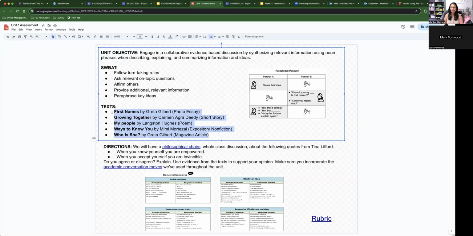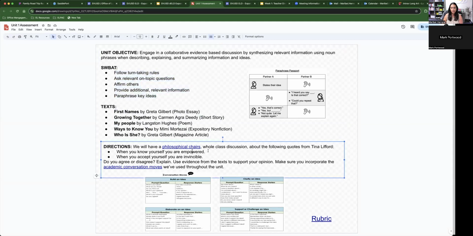The students have engaged with these texts throughout the unit multiple times. Every text you're reading 4 to 5 times, from different perspectives. So they're going to incorporate what they learned. Here are the skills from the standards highlighted in the unit. And then the instructions for them, like they're going to engage in philosophical chairs.